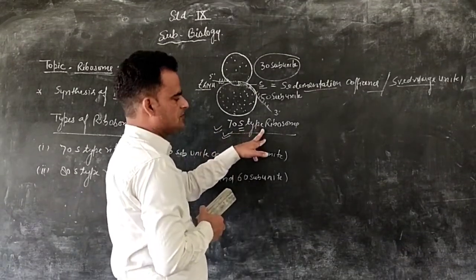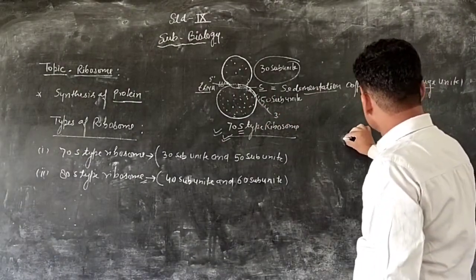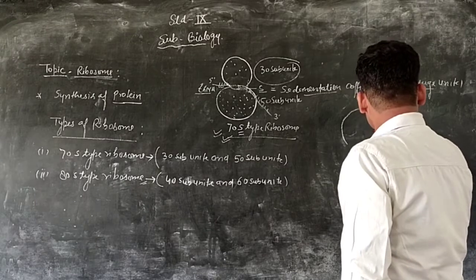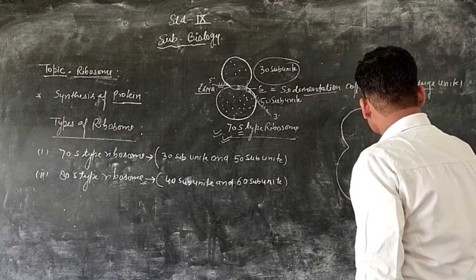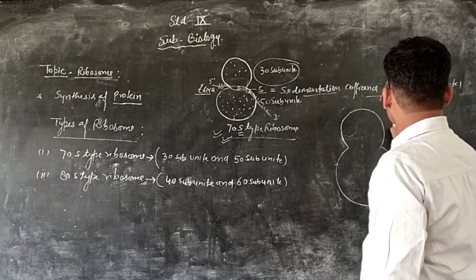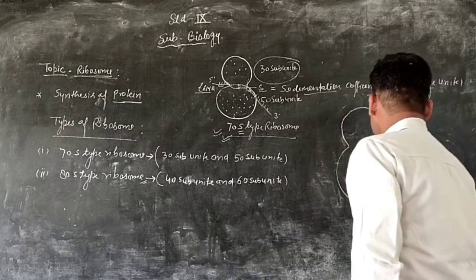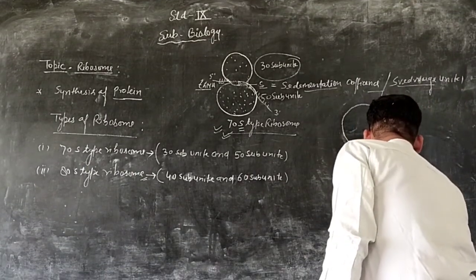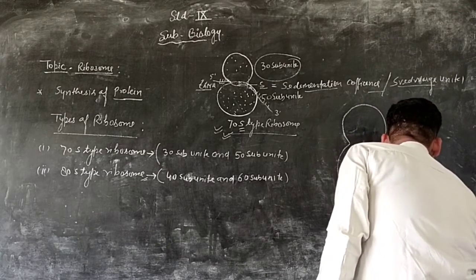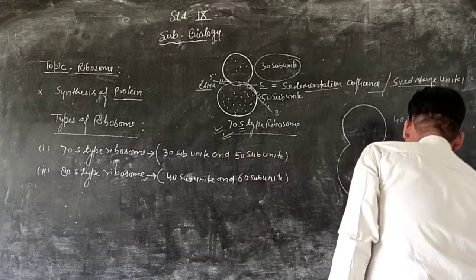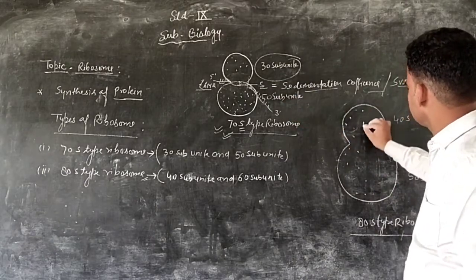Secondly, the 80S type ribosome. That is the 80S type ribosome. The subunits of the 80S ribosome are the 40S and the 60S. So this is the ribosome in the 80S type ribosome, and that is the 70S type ribosome.